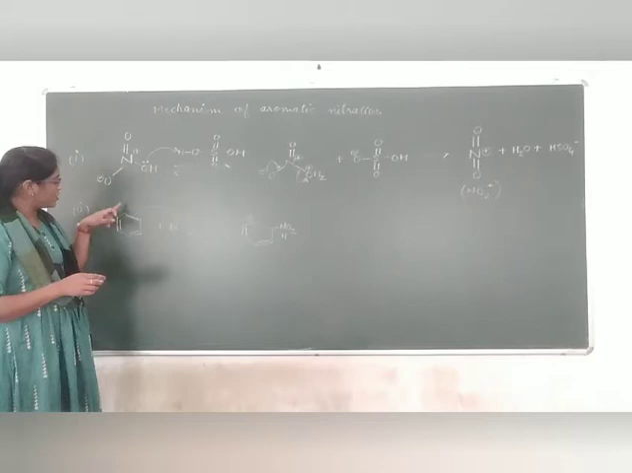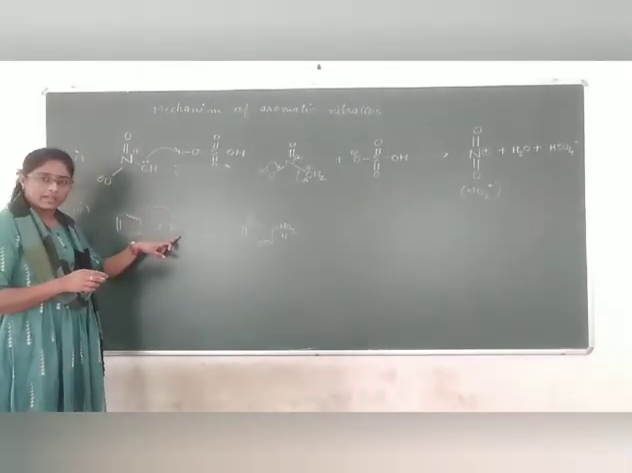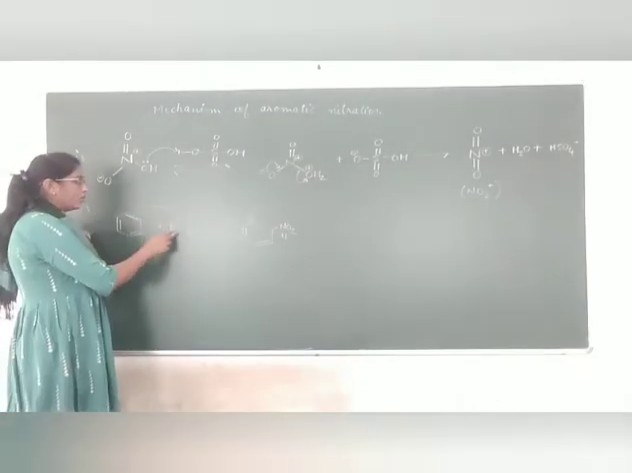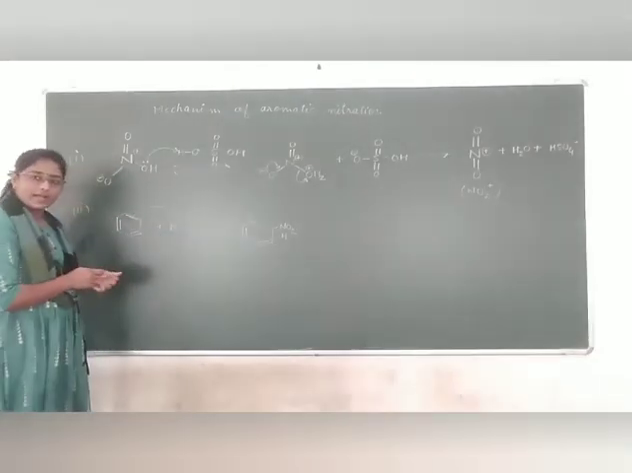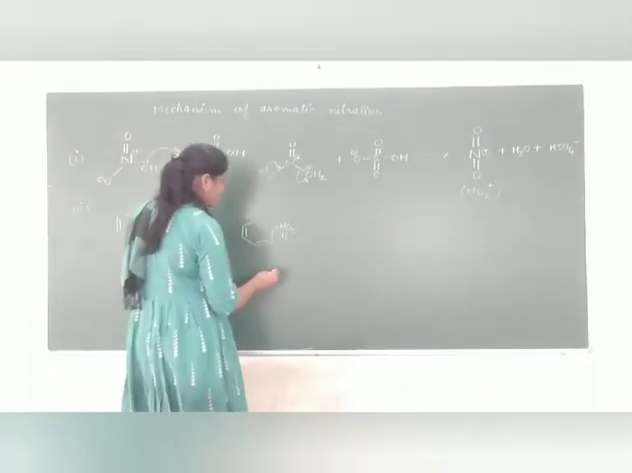Here minus charge, here plus charge. This minus carbon attacks this nitro group, which will take it, and the nitro group attaches over here. Here the hydrogen is also present, and in this way you can explain.